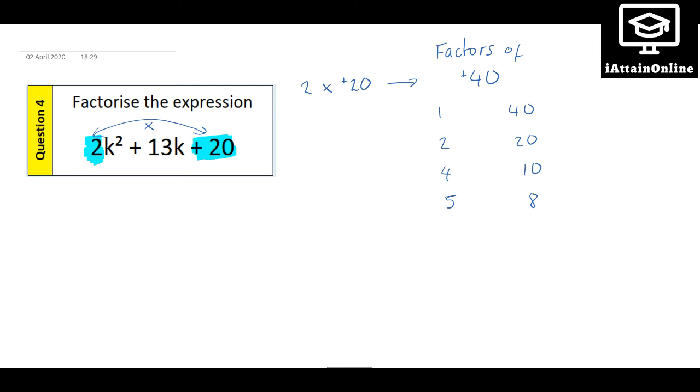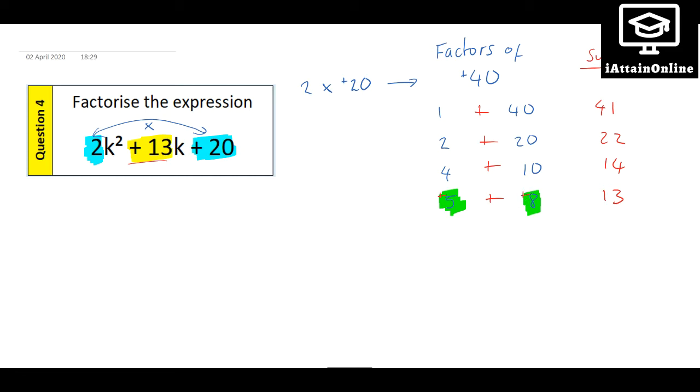What we are now going to do is look at this positive 13k in the middle, but I'm only interested in the positive 13 bit for a second. So I now want to find the pair of factors that sum to positive 13. I'm just going to work my way through adding these up. The ones I want to use are going to be this 5 and this 8, both of which are positive numbers.